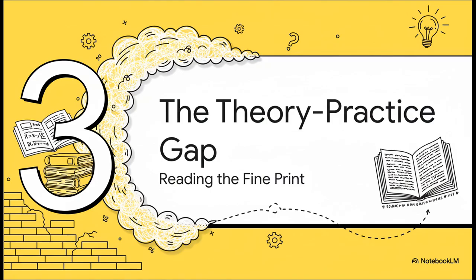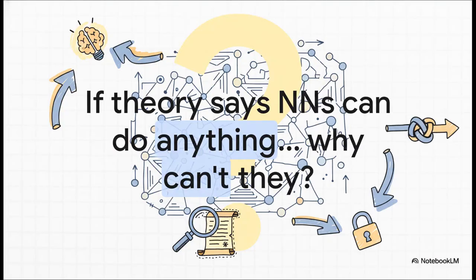Which brings us right to the great divide, the huge gap between theory and practice. The mathematical promise is absolutely incredible, but it comes with some major real-world warnings. You gotta read the fine print. And this is the million-dollar question, isn't it? If the math guarantees this amazing power, why aren't we done yet? Why haven't we solved every single problem? Why isn't AGI already here? Well, the answer is hiding in that fine print.